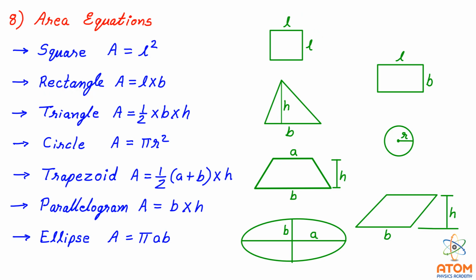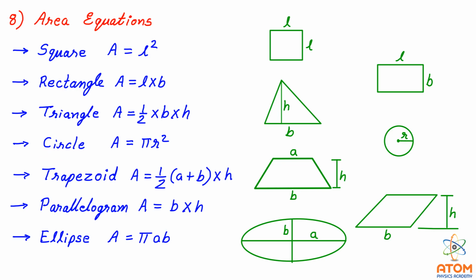For rectangle, area is length into breadth, L into B. Here is length and breadth. For triangle, area is 1 by 2 base into height. Here is the triangle, this is the base and this is the height. So 1/2 B into H is the area equation.